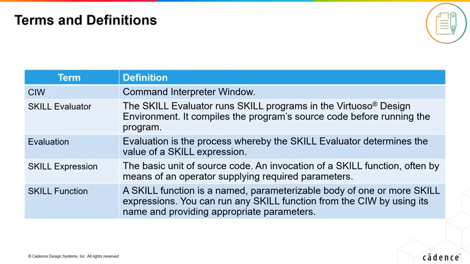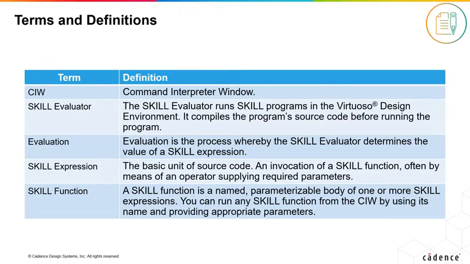These are the terms and definitions for this module. First of all, CIW represents the command interpreter window. When we talk about the skill evaluator, we're talking about the evaluator that runs the skill programs in the Virtuoso design environment. And when you load code into the environment, the program source code is compiled before running the program. So you load it, it loads it into the environment and prepares it for you to run it at a later time.